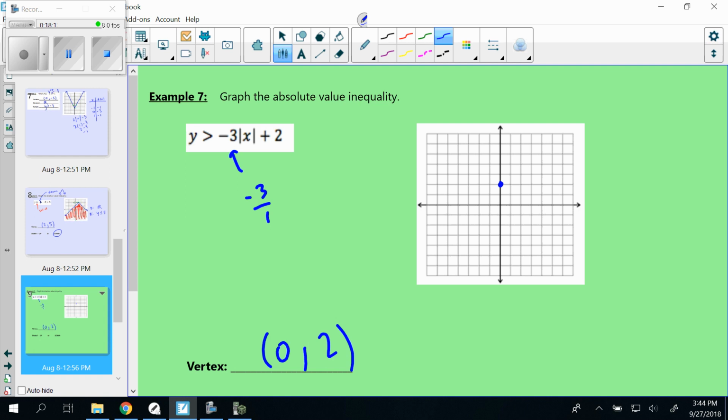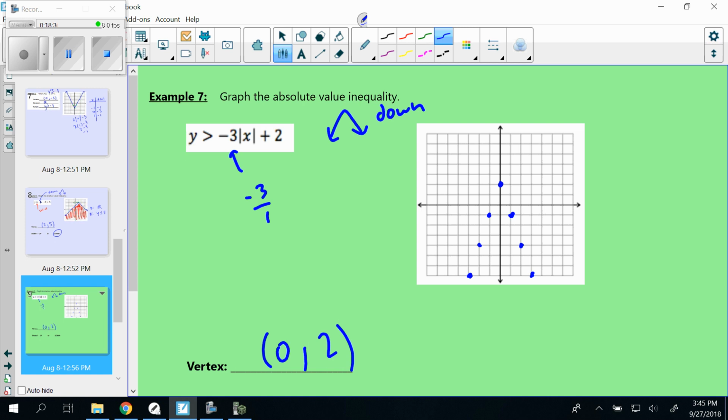Since it is negative, it's going to be opening down. So we want to start at our point and go down 3, right 1, down 3, right 1, down 3, right 1. The other side has got to be symmetrical. So go down 3, left 1.